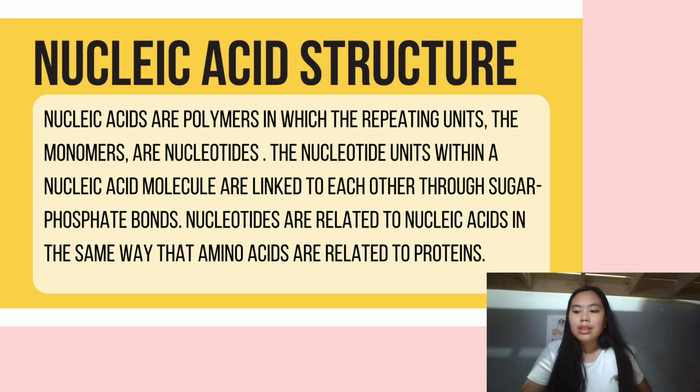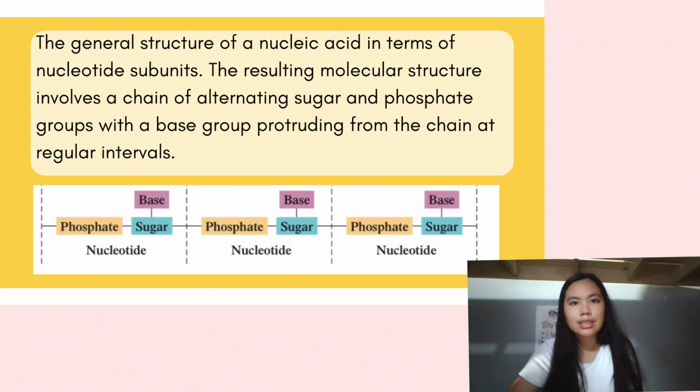Nucleotides link together in a chain to form long strands of nucleic acids, which are the DNA and the RNA. And it is similar to amino acids, which join together in a chain, also called a polypeptide, to form proteins. So they're similar. This is the general structure of a nucleic acid in terms of nucleotide subunits.